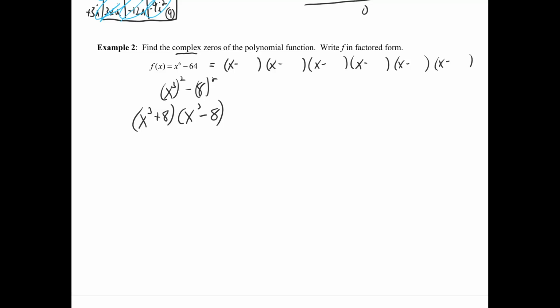Okay, so far so good. Now we have a sum of cubes and a difference of cubes. So remember, with the sum of cubes, you start out with the binomial times a trinomial. By the way, don't forget this is a sum of cubes. This is x cubed and this is 2 cubed. So it is a sum of cubes.